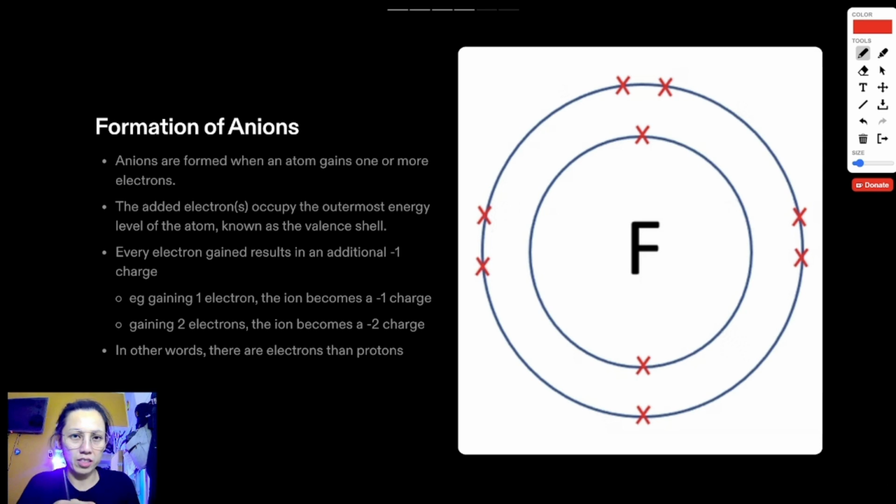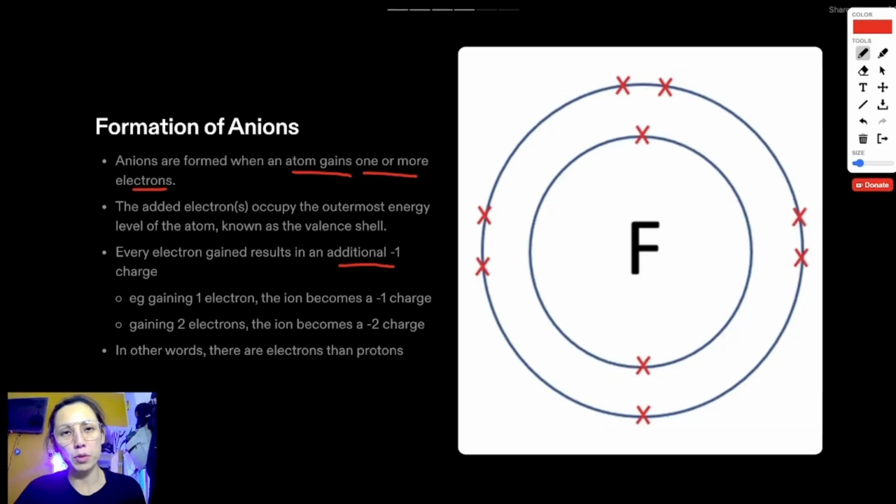Let's talk about anions. They're formed when atoms gain at least one or more electrons. These electrons join the atom in the valence shell, the outermost shell. For every electron that's gained, the ion gains a -1 charge, which sounds really weird because you're gaining, but you're gaining a negative charge, so you actually get more negative. Be careful. If you gain 1 electron, you become a -1 charge. If you gain 2 electrons, you become a -2 charge. In other words, there are more electrons than protons.